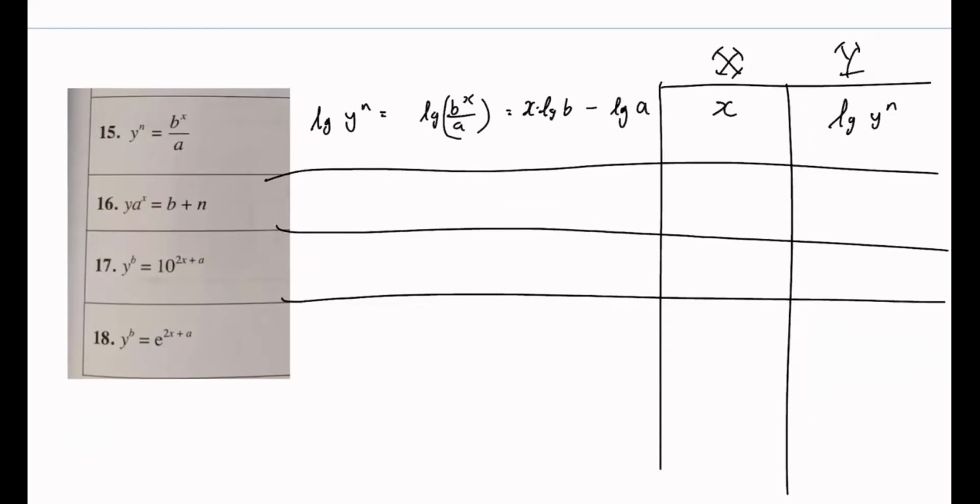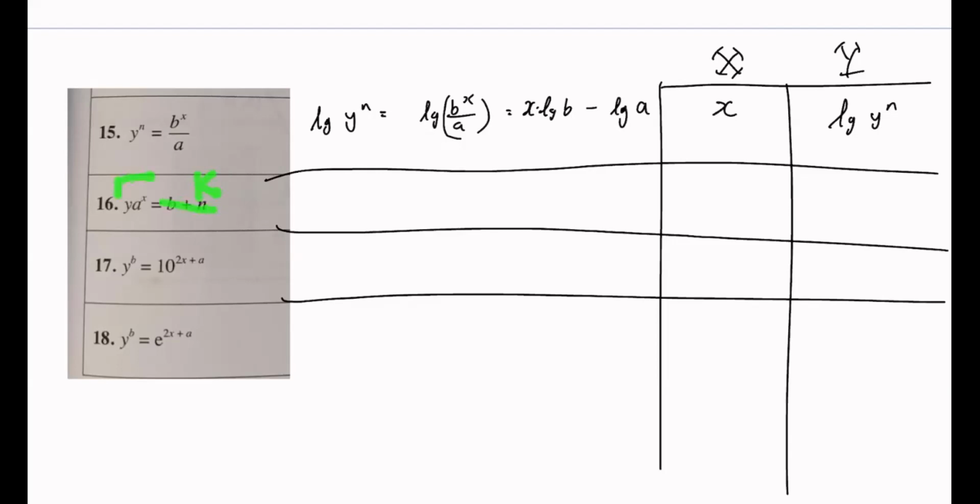You've got 16, y times a power x equals b plus n. What should you do? Constant plus constant, constant is just constant. So this is just one constant k.